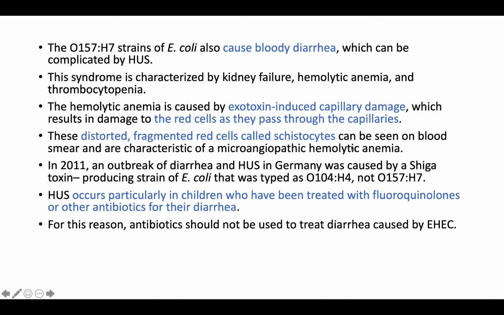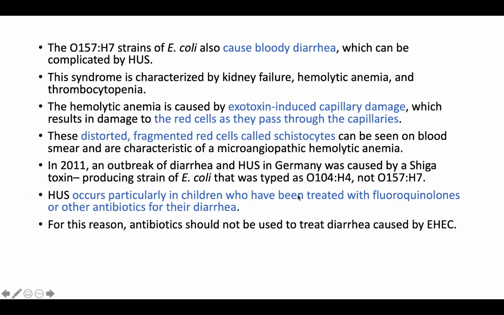It's not that important to know them from pathology. Schistocytes are seen in all microangiopathic hemolytic anemia, including HUS. For example, one outbreak in Germany of HUS was caused by another toxin-producing strain, O104:H4 and not O157:H7, but it's still the same syndrome. HUS occurs particularly in children.